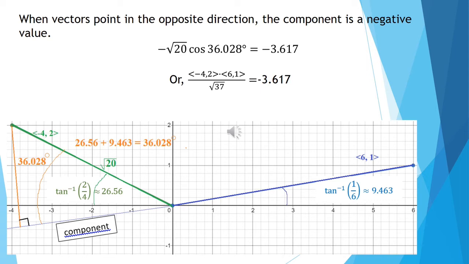You're going to get that 36.028 degree angle either way. And then from there, you're still going to find the length of that adjacent side. And so it'll be the square root of 20 times cosine of 36.028, which gives us 3.617, but denote it as a negative value because the vectors point in the opposite direction. Or if you follow the formula we talked about a few slides earlier, that the component is equal to the dot product divided by the length of the vector you're projecting onto, you also get the negative 3.617.